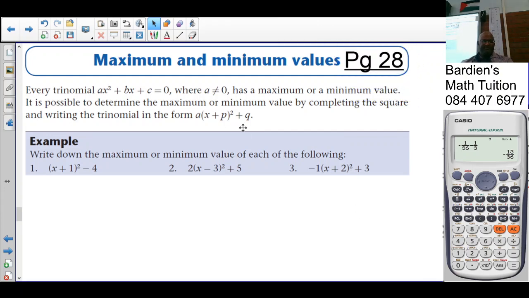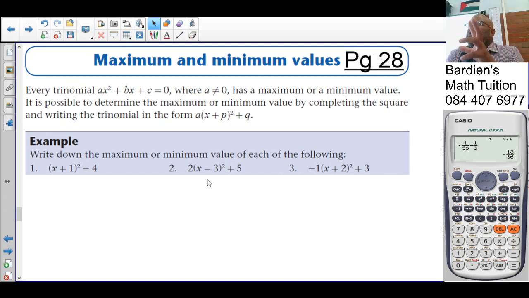Okay. So at this point we are told that every trinomial, which is ax squared plus bx plus c equals 0, where a is not equal to 0, has a maximum or a minimum value. So they're trying to say that any quadratic pattern has either a maximum value or a minimum value. When will a quadratic have a maximum value? This we did last year. When will a quadratic have a maximum value?